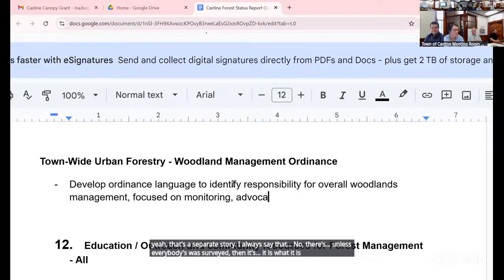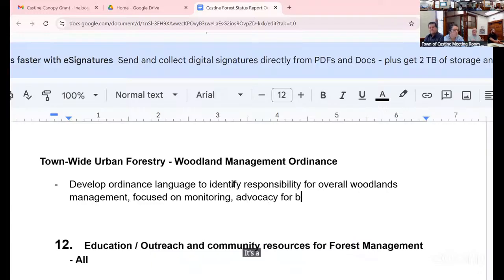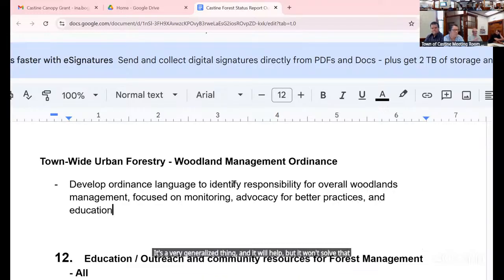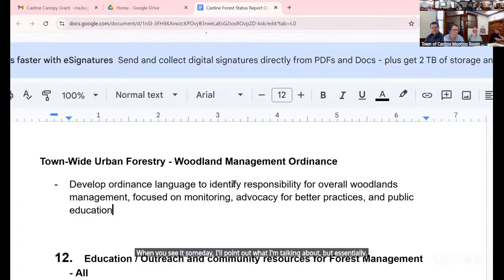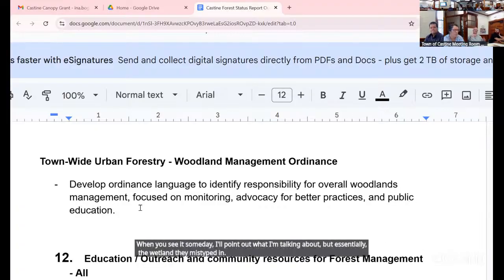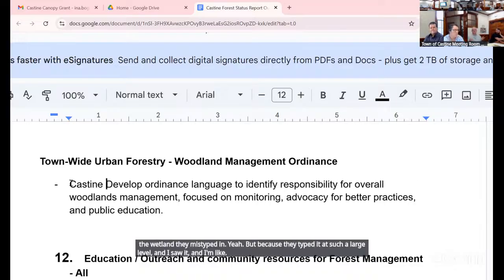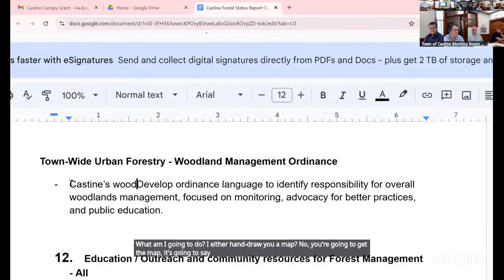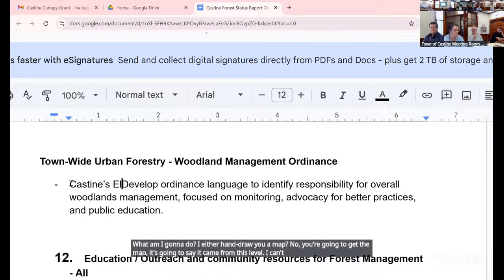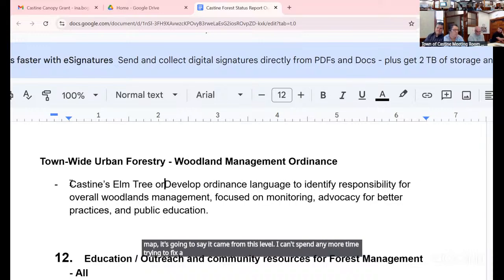But the soils is a good example. It's a very generalized thing and it will help, but it won't solve that. And when you see it someday, I'll point out what I'm talking about. But essentially, the wetland, they mistyped it. Because they typed it at such a large level, and I saw it, I'm like, what am I going to do? Either hand draw you a map? No, you're going to get the map, and it's going to say it came from this level. I can't spend any more time trying to fix a soils map.